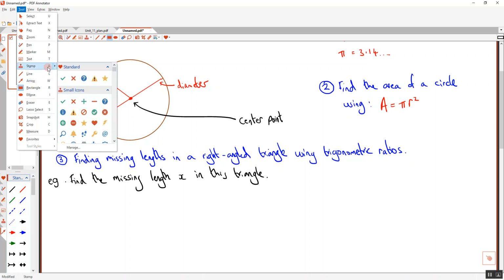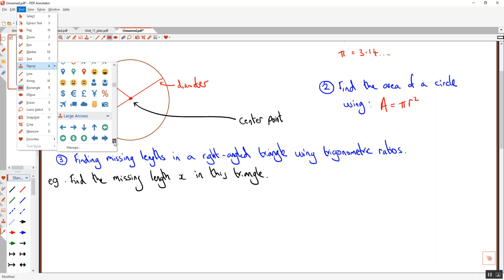I think I can do a stump. Anybody see any triangles? I don't want one like that. You could use just the top part of an arrow. Lots of good shapes that I don't actually need.